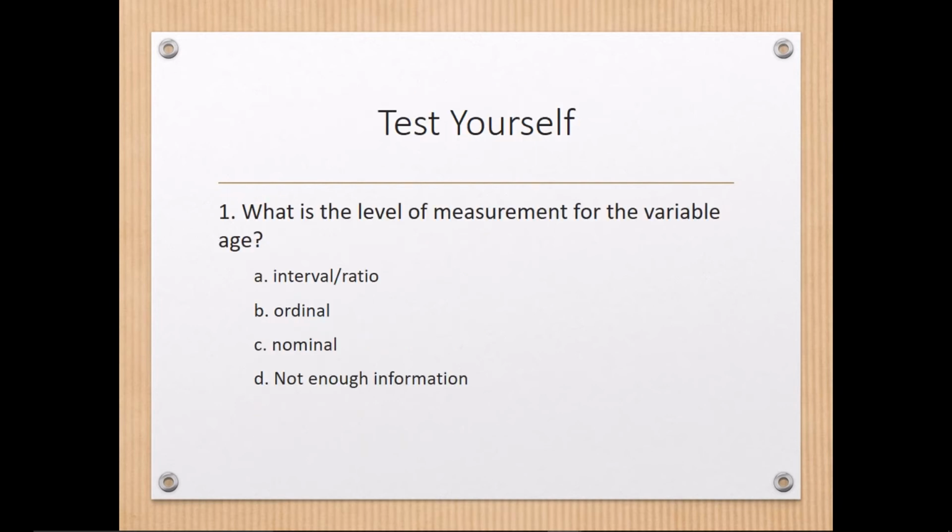Let's take a moment to test yourself. What is the level of measurement for the variable of age? Is it interval ratio, ordinal, nominal, or not enough information? Think about that for a moment. If you said not enough information, you would be correct. If specific ages are listed, it is an example of interval ratio. If age categories are used, young, middle-aged, old, it is an example of an ordinal measure.